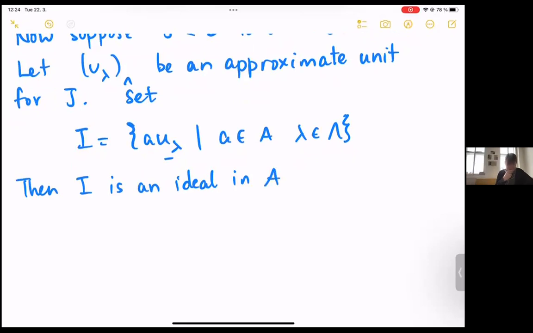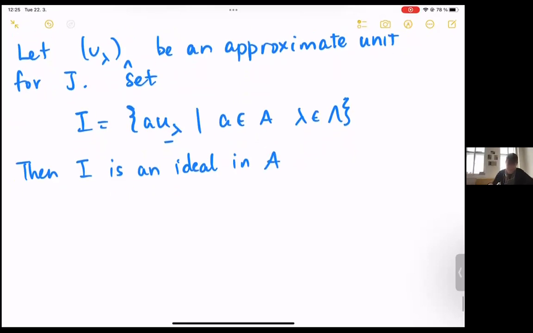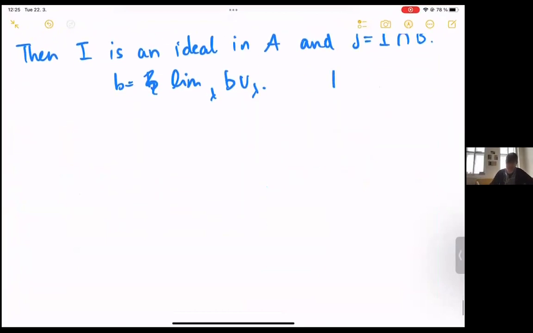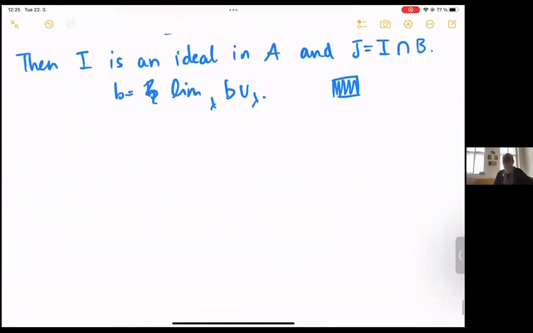So we want to show that J is I intersection B, but I guess, okay, that's pretty clear, since any b, whoops, by definition of the approximate unit. Okay, so that concludes the section on hereditary subalgebras.